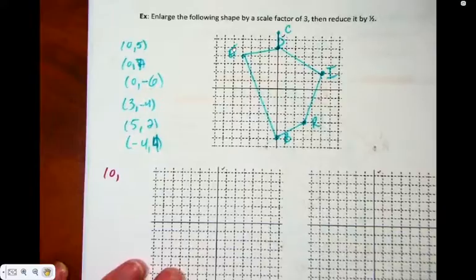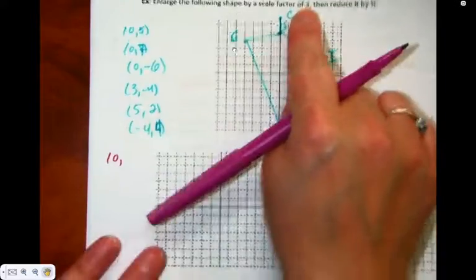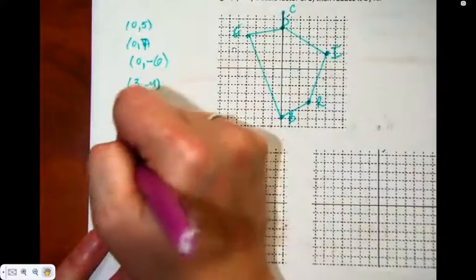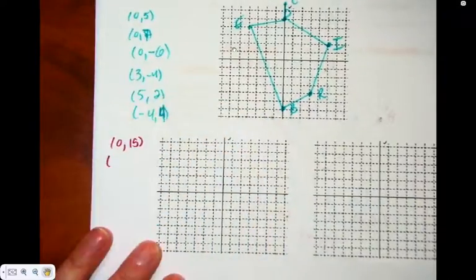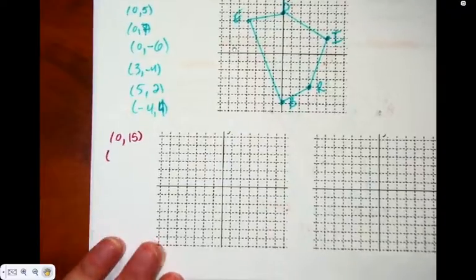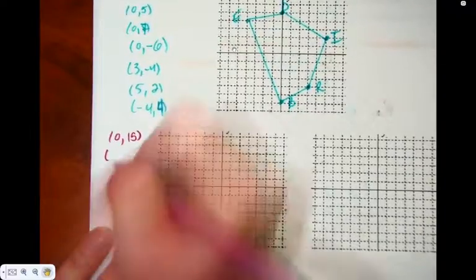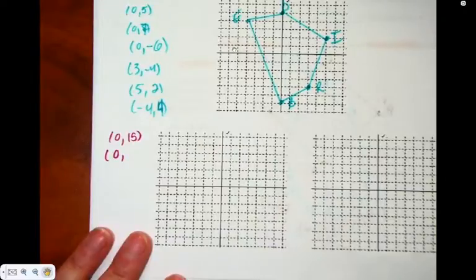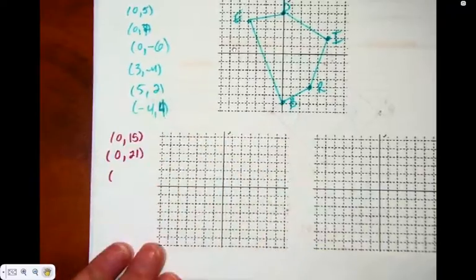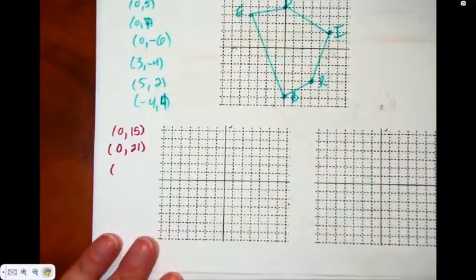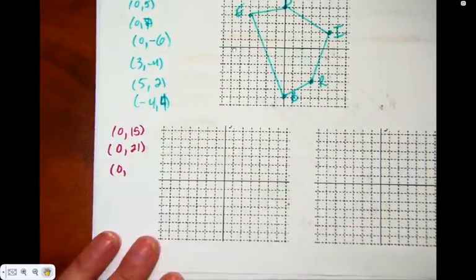Are you making it bigger or smaller? We're doing the scale factor of 3 first. 15. 0, 7. 0, 7 becomes... 0, negative 6 becomes... Oh, times 3, 0, negative 14. I mean, 18.